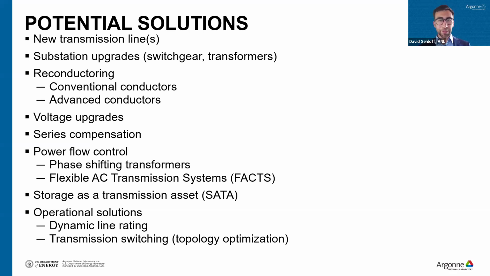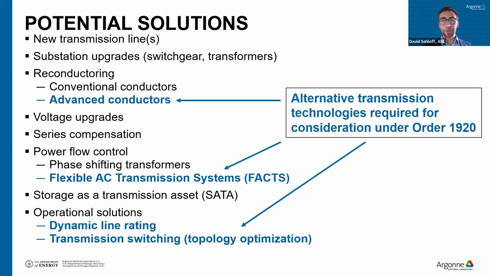So next slide, please. Order 1920 specifically spells out alternative transmission technologies that need to be considered. That includes advanced conductors, flexible AC transmission systems for power flow control, dynamic line rating, and transmission switching. So any solution needs to include a comparison with these alternatives and a justification of why one was selected and the other. Next slide, please.